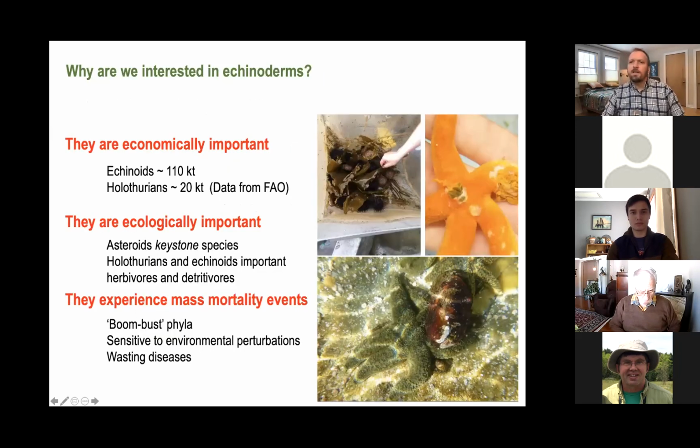Sea star wasting is a condition which has affected about 20 different species of asteroid on the west coast of North America.